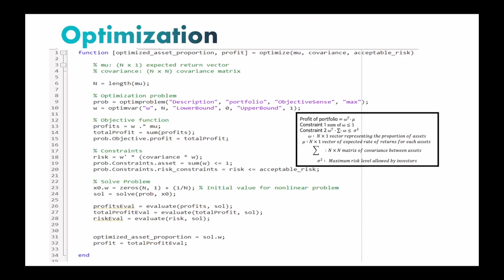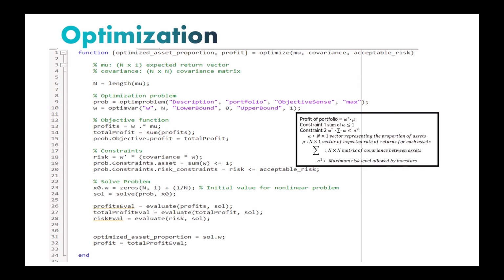And now let's move on to the optimization part. So far, we have calculated the expected rate of return and covariance matrix of each company. Now, using these values, let's find the proportion of assets that can yield the maximum return within the risk level used. To achieve this goal, we use the MATLAB optimization toolbox. Now let's look at the code.